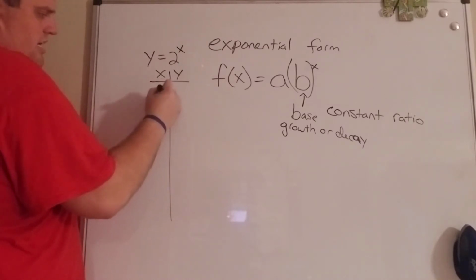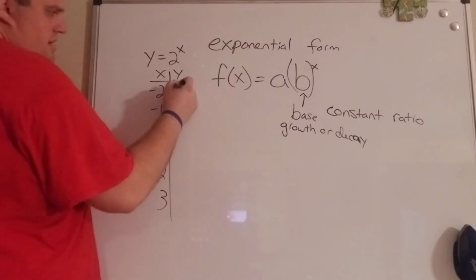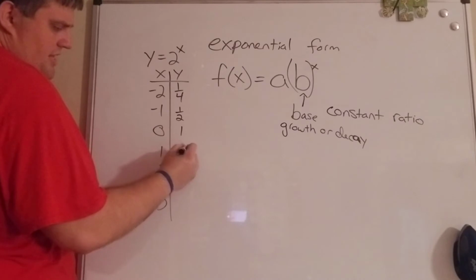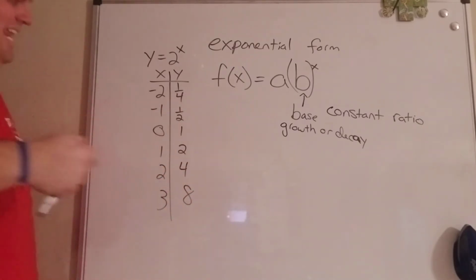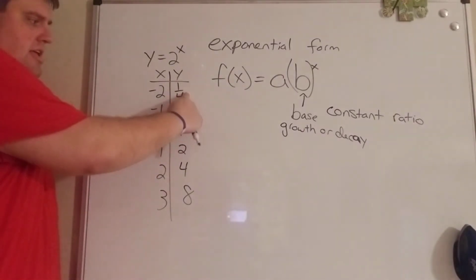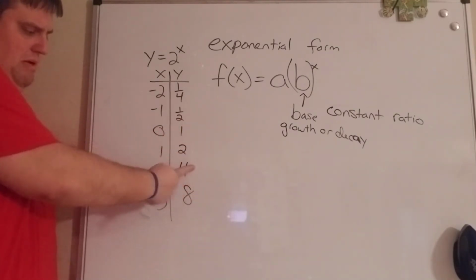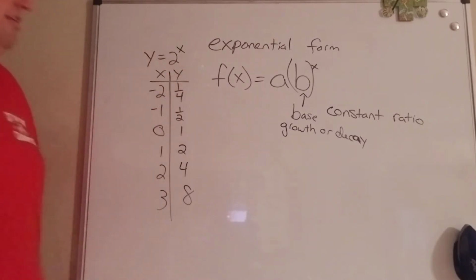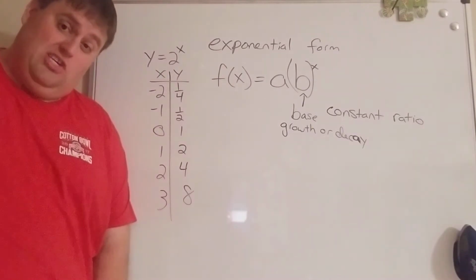We said something like this, right? It was 1/4. Okay, we said that if you looked at this table, we're not adding the same number every time like we were when it was linear. We're multiplying. So to get from here to here, we multiply by 2. Multiply by 2, multiply by 2, multiply by 2, multiply by 2. That is because this number right here, the constant ratio, the base with the exponent, is 2.